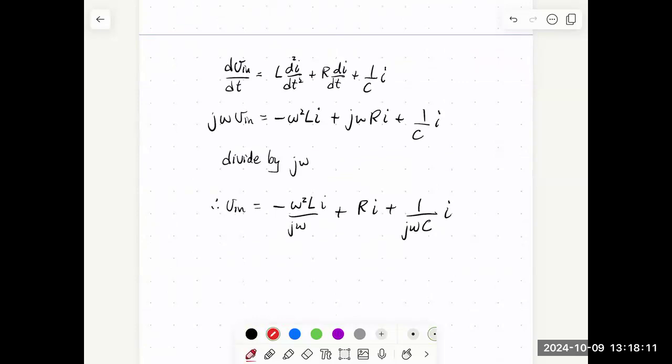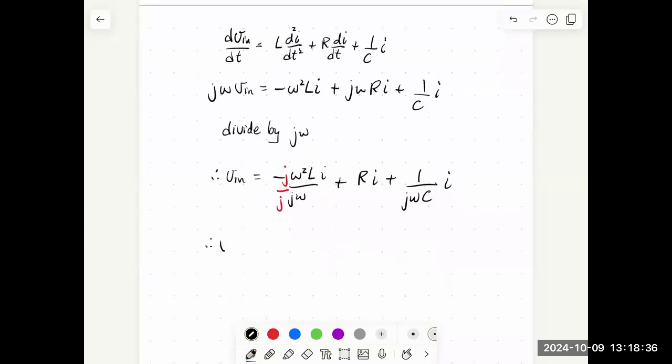So that's pretty good. I don't like the minus sign here, and so I can get rid of it. The way I'm going to get rid of it is I'm going to multiply this first term on the right by 1, but I'm going to write 1 as j divided by j. So in the denominator, we'll get j squared, which is -1, which cancels the minus sign that I didn't like. So therefore, Vn is going to be equal to j. What else could we do? We could cancel one factor of omega. J omega L times I plus R times I plus 1 over j omega C times I.